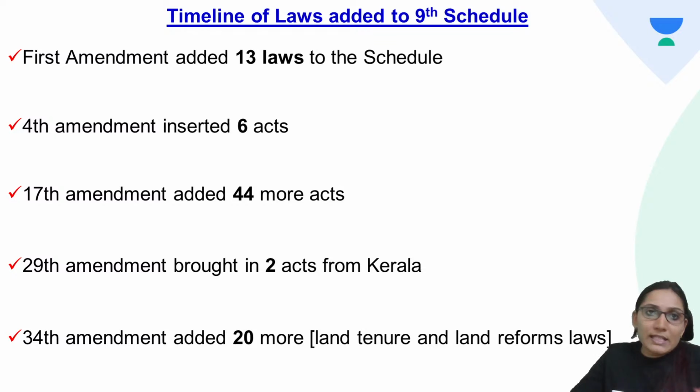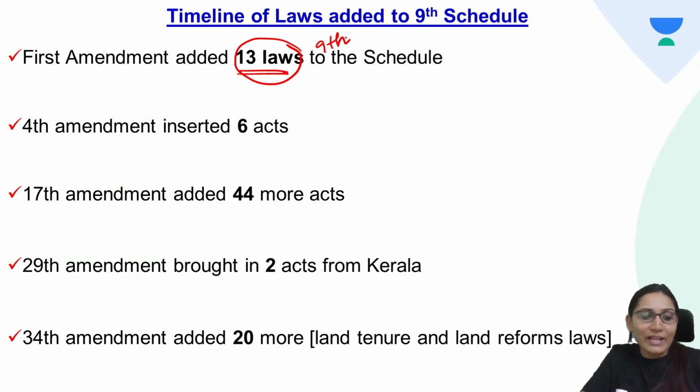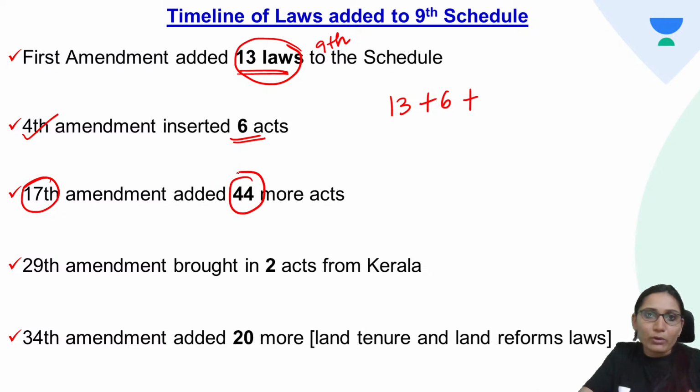Now, let's come to the timeline of laws added to the 9th schedule. How many laws were added to the 9th schedule in order to make them valid? The first amendment added 13 laws to the 9th schedule, which means these laws cannot now be reviewed by the judiciary. The 4th amendment again added 6 more laws. So, 13 plus 6. Then the 17th amendment added 44 more acts.